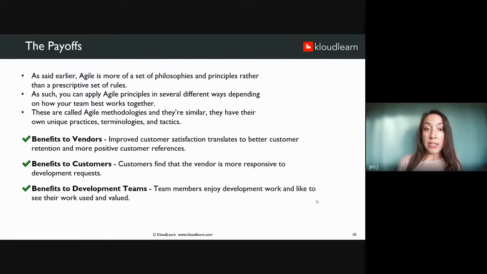Agile includes benefits to vendors in the form of improved customer satisfaction, which translates to better customer retention and more positive customer references. Benefits to customers, because customers find that the vendor is more responsive to development requests. And also benefits to development teams, because team members enjoy development work and like to see their work used and valued.